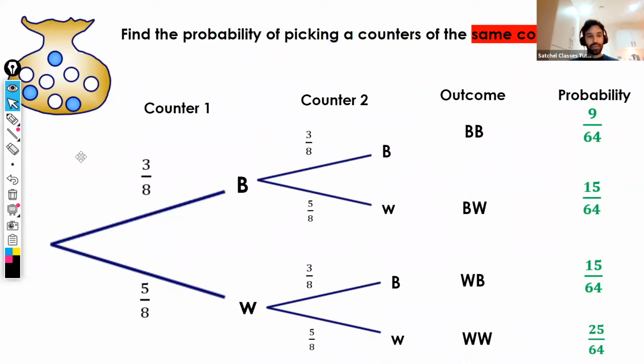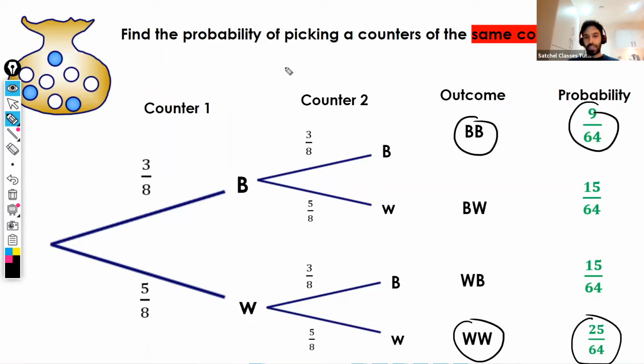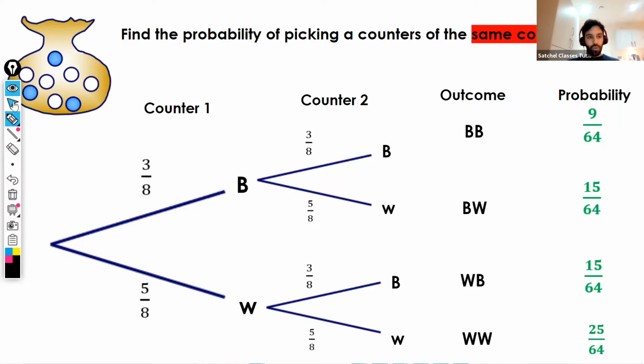Now, the second question here says, find the probability of picking a counter of the same color. So here we can get blue, blue, and we can get white, white. So we need to add the probabilities of blue, blue, and the probabilities of white, white. So we want 9 over 64 and 25 over 64. So in this case, we would have to do 9 over 64 plus 25 over 64. And that's going to be 34 over 64, which is going to be 17 over 32. All right.